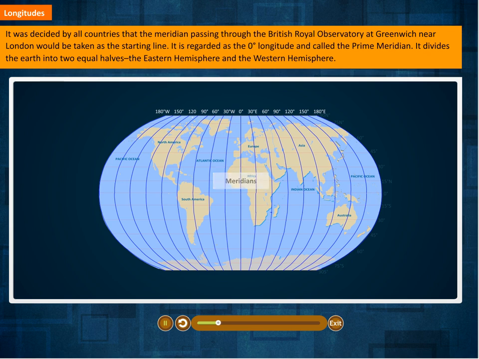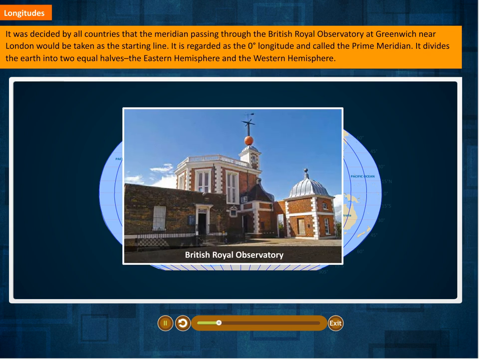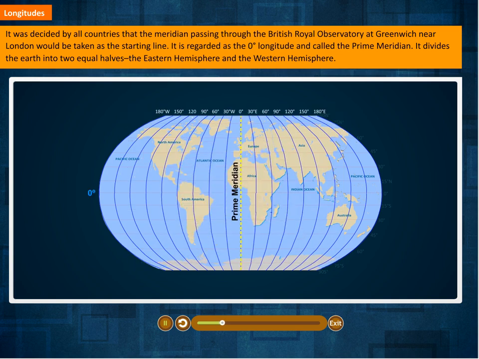It was decided by all countries that the meridian passing through the British Royal Observatory at Greenwich near London would be taken as the starting line. It is regarded as the 0-degree longitude and called the prime meridian. It divides the earth into two equal halves, the eastern hemisphere and the western hemisphere.